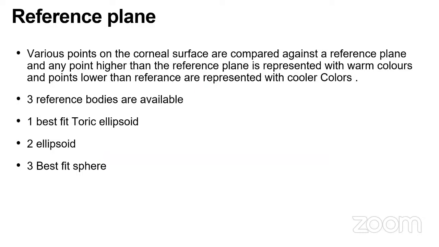Reference plane: various points on the corneal surface are compared against a reference plane, and any point higher than the reference plane is represented with warm colors, and points lower than the reference plane are represented with cooler colors. There are three reference bodies available. They are best fit sphere, best fit toric ellipsoid.